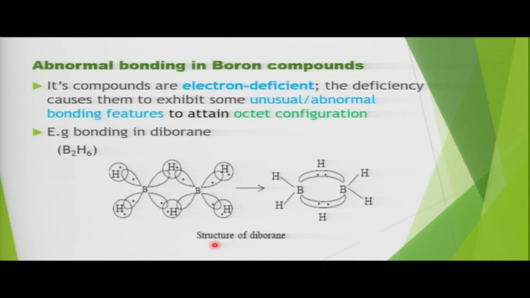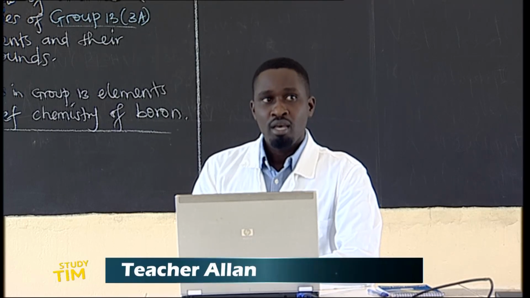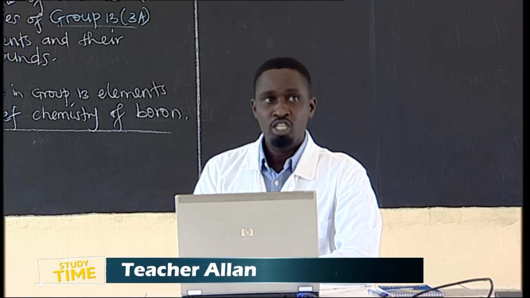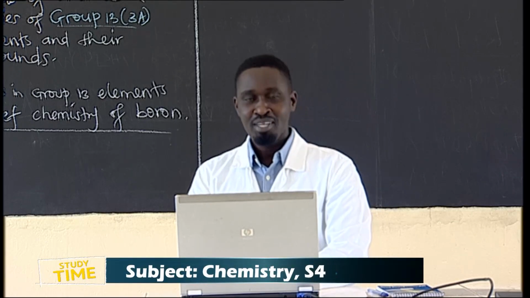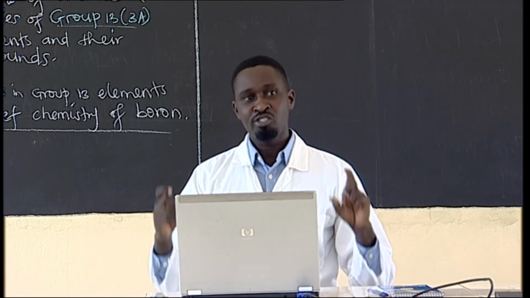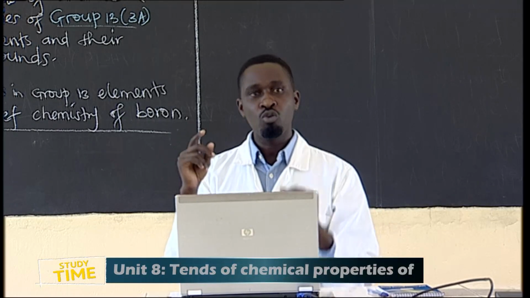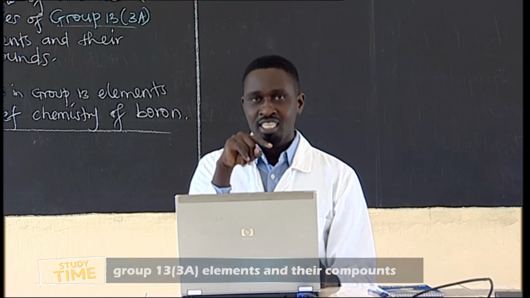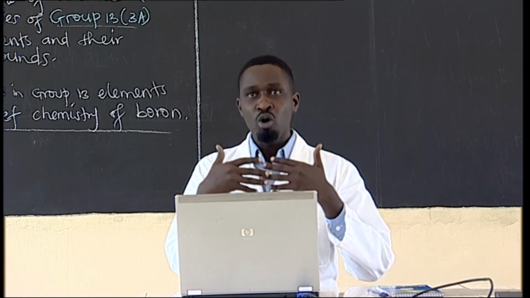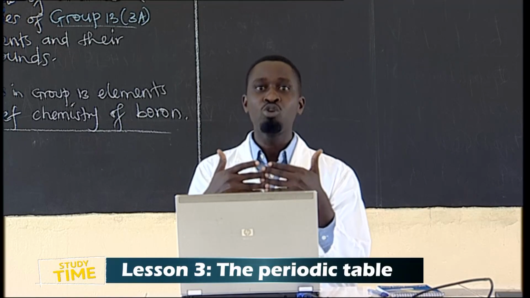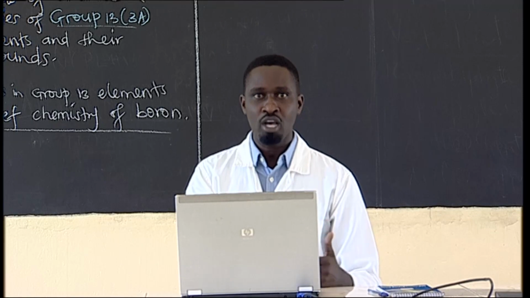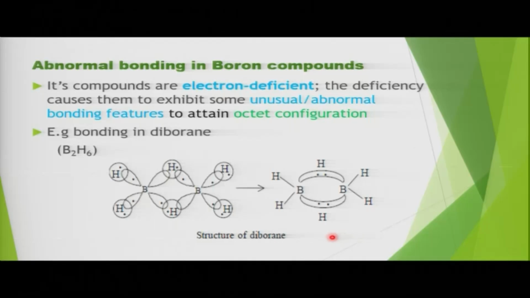So one aspect that comes with boron is that it has abnormal bonding features. What do we mean by the word abnormal? Because it requires those extra electrons to form a complete octet, it tends to bond and create things which ideally would not have happened. That's what we call abnormal. Let's look at this structure of diboron.